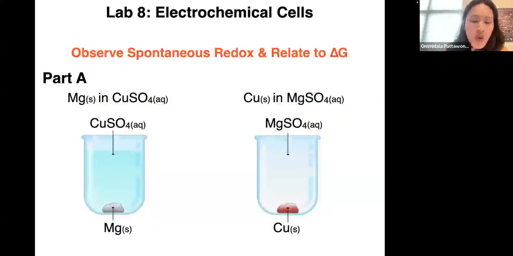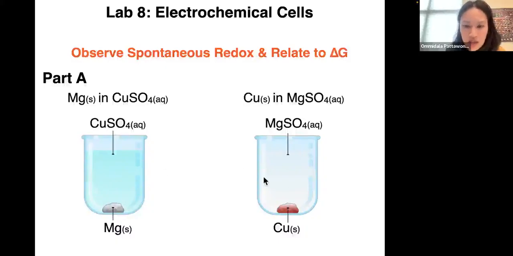Next, I'm going to go over the procedural overview. For part A, you are going to make observations of two redox reactions. Based on your observations, you will need to determine whether each one is spontaneous or not, and then relate that to the change in Gibbs free energy. The first reaction is magnesium metal in copper sulfate solution. The second one is copper metal in magnesium sulfate solution.